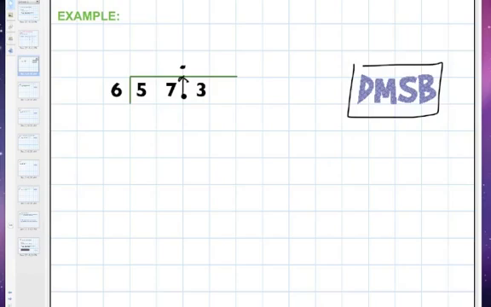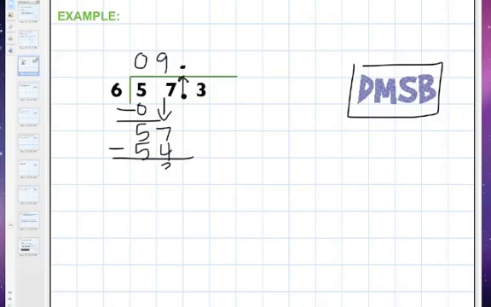5 items to share among 6 groups, 0 shares, 0 times 6 is 0, 5 minus 0 is 5, bring down the 7. 57 items to share among 6 groups, 9 shares each, 9 times 6 is 54. 57 minus 54 is 3, bring down the 3. 33 items to share among 6 groups, that's 5 shares apiece. 33 minus 30 is 3.